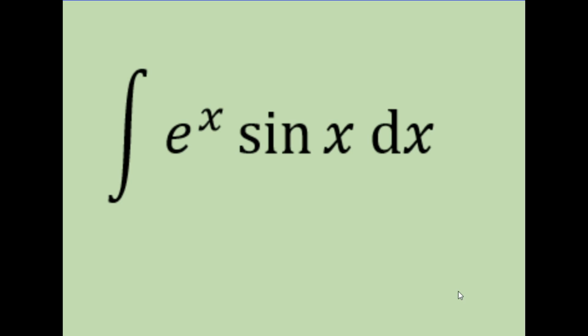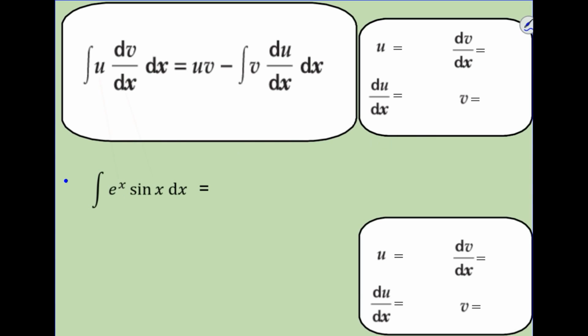Now for the killer question. This is an exponential multiplied by a trig function. I'm going to start by calling the integral I. This is actually to make life easier rather than add more letters to the mix. So this time we'll assign u to e to the x and dv by dx to sine of x. It didn't really matter which way round we did it. We'll end up with the same result with a similar number of steps.